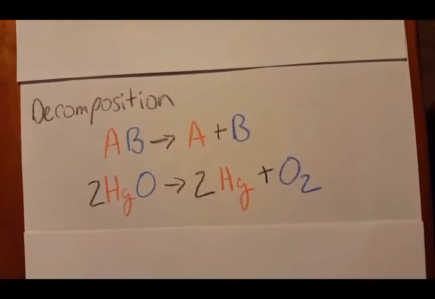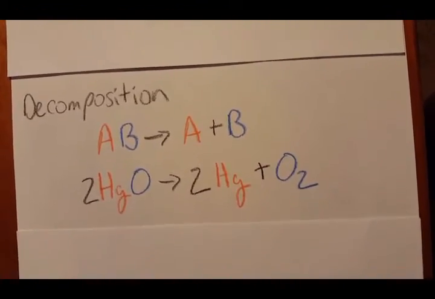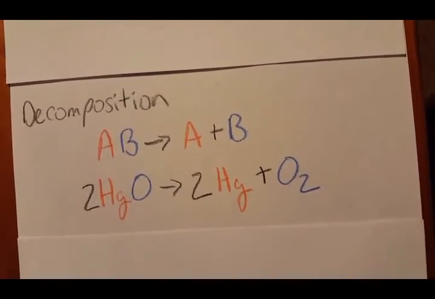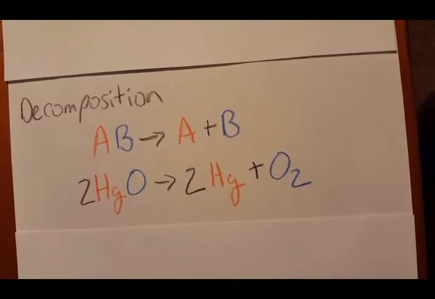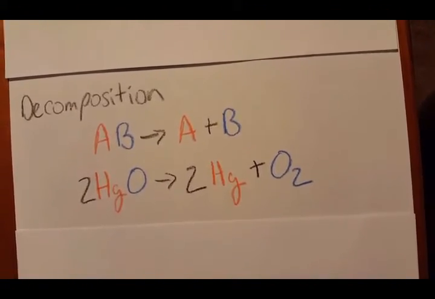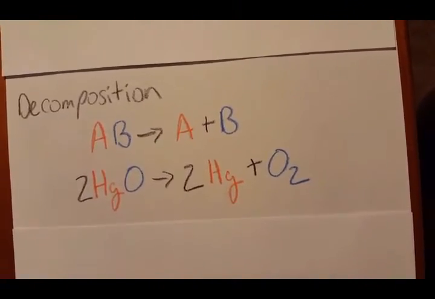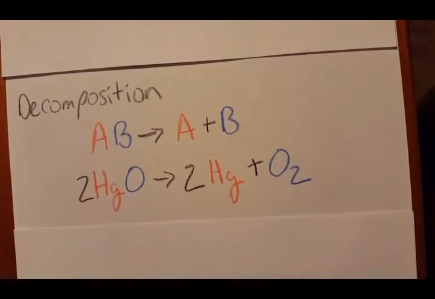Referencing the original skeleton equation for decomposition, in AB format I have AB yields A plus B, color-coded again so you can see in my real example reaction of 2HgO yields 2Hg plus O2. You can match up what part is coming from where in the decomposition reaction.